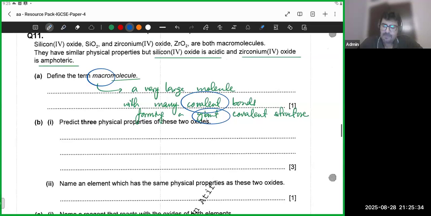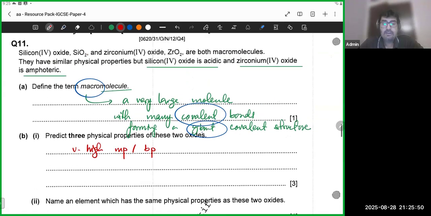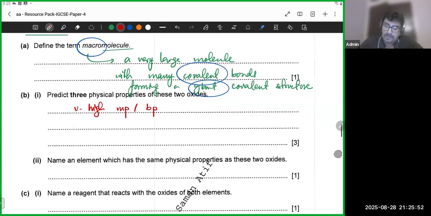Then, predict 3 physical properties of these two oxides. Again, that's a chemical bonding question, but we'll do that. If you have a giant covalent structure, it's going to have very high melting and boiling points. Since it's a macromolecule, it's a covalent molecule, so there's not going to be any electrical conduction. And like diamond, because there are so many bonds, it's very hard to break. It's going to be strong. It does not dissolve in water.